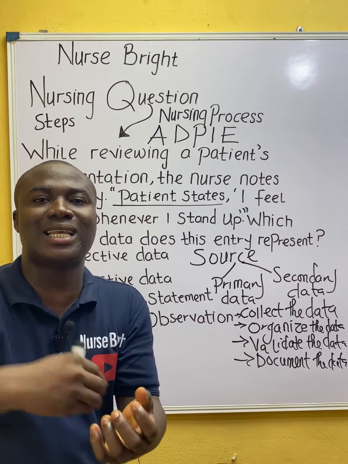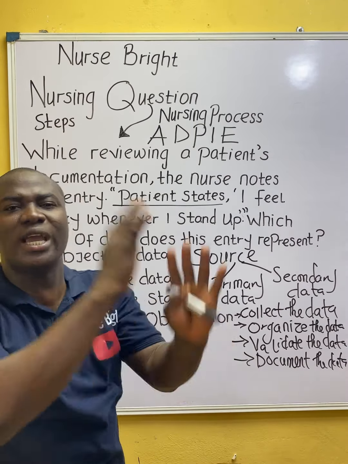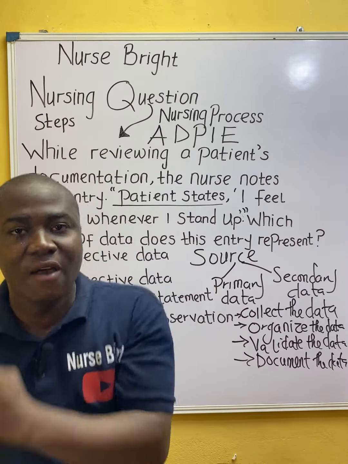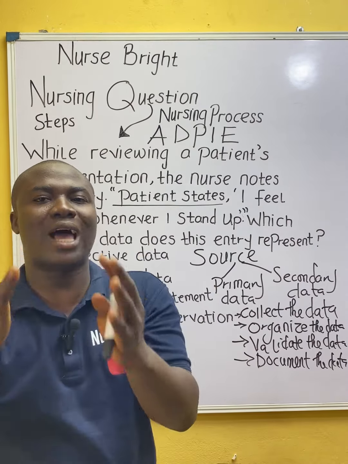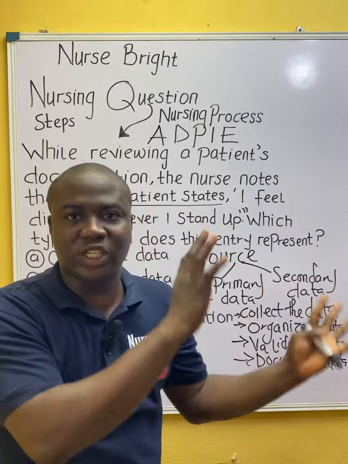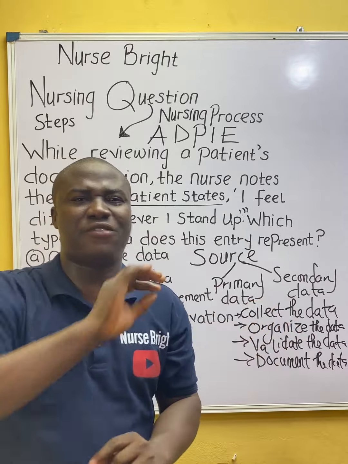How do you validate data? You validate data by confirming the accuracy of the information given to you by the patient, by knowing the abnormal findings, all right? So that you then compare it with the normal, or compare it with whatever the patient tells you he or she is feeling. I believe you are following me. All these things are very, very easy.